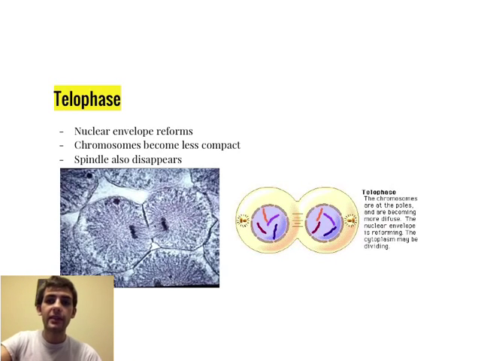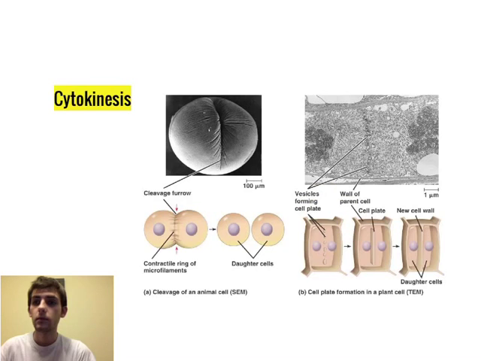What you should notice is that at the end of mitosis, we don't have two cells yet. We have just two nuclei. We now have to go through one more step to finish dividing the cytoplasm. And that's going to be cytokinesis. Cytokinesis is when the cytoplasm actually is divided.